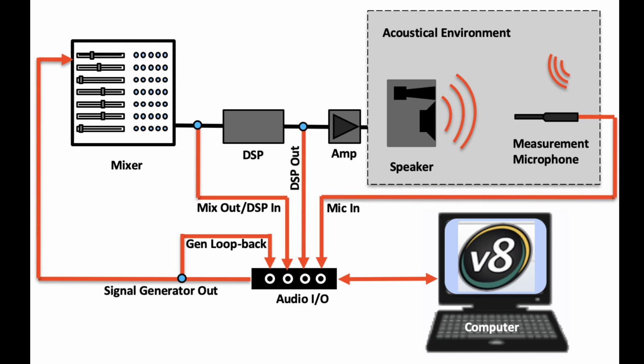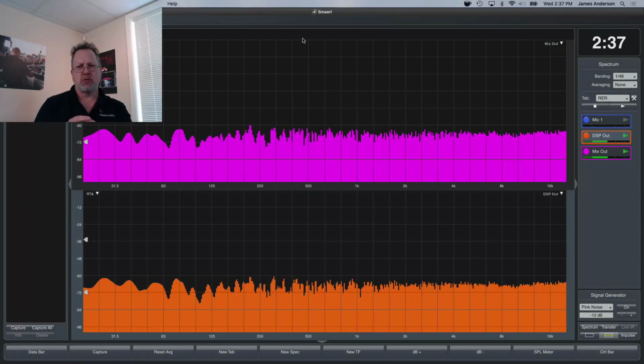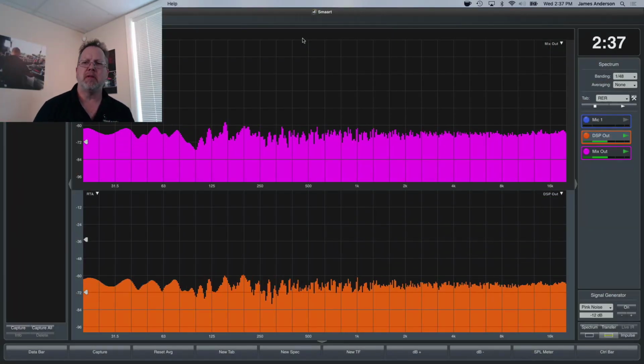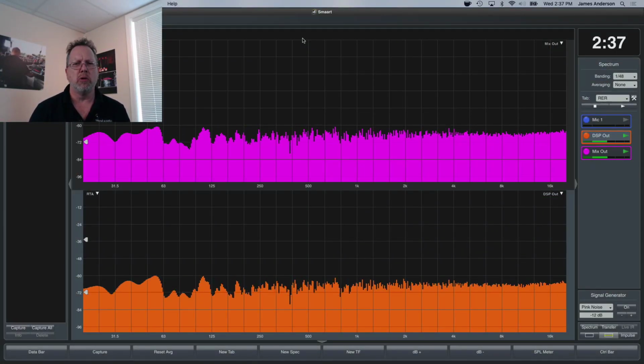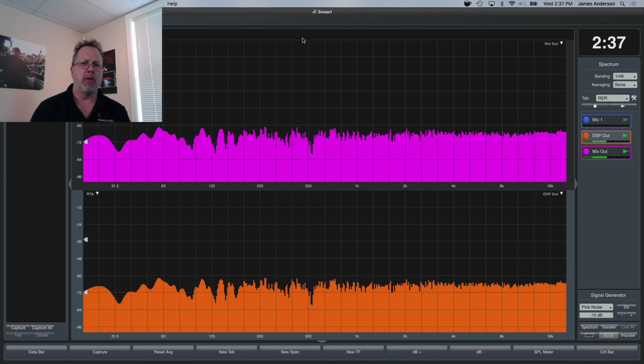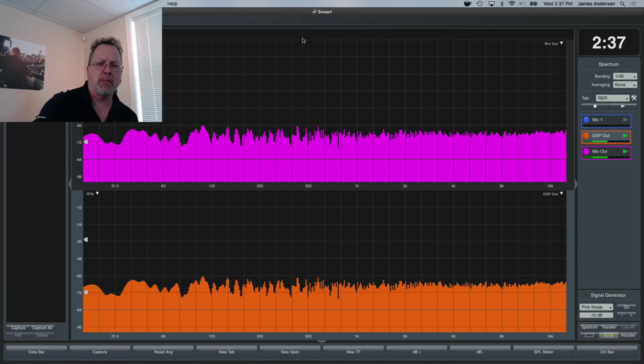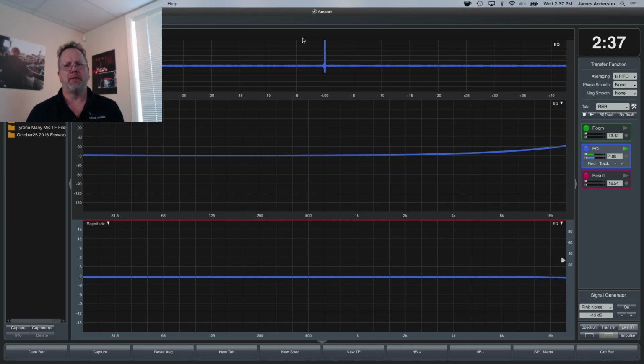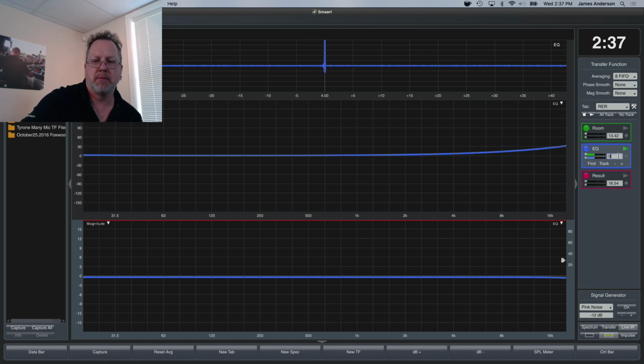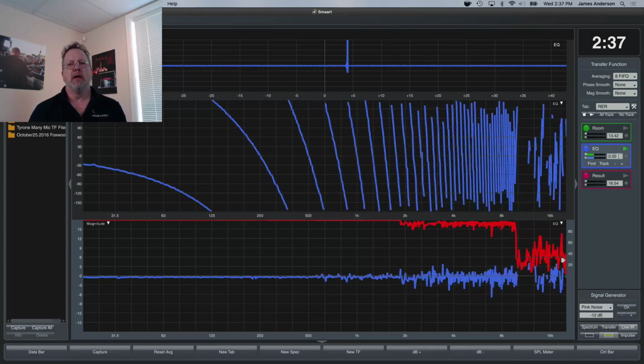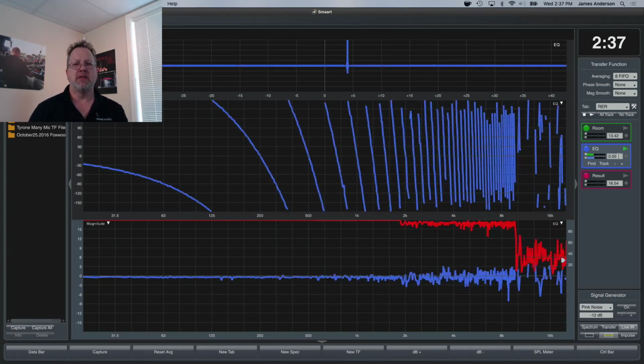So let's jump back over to the screen. And that's what you're seeing right here. The pink up top is the output of the console, and the orange is the output of the DSP. So I'm going to jump over to the transfer function. Okay, so in this case, what I'll do is zero out my delay in my measurement, right? So now my delay is zeroed out.